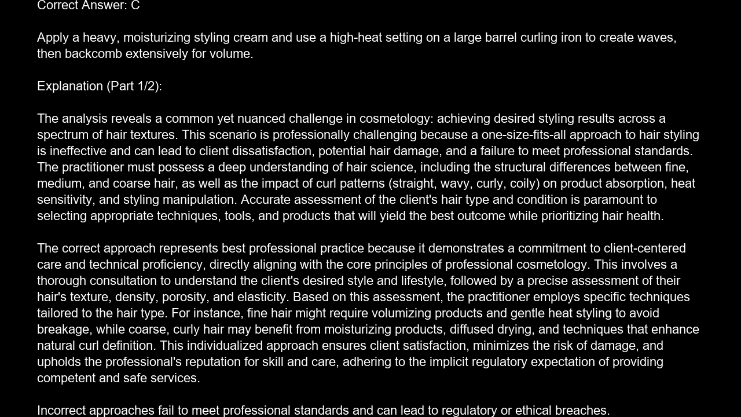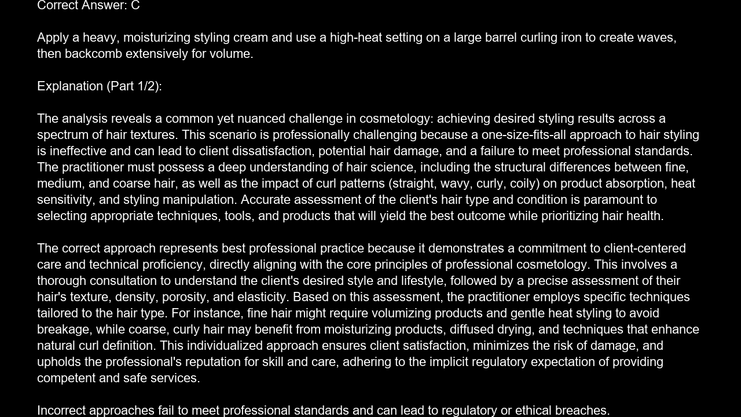This scenario is professionally challenging because a one-size-fits-all approach to hairstyling is ineffective and can lead to client dissatisfaction, potential hair damage, and a failure to meet professional standards. The practitioner must possess a deep understanding of hair science, including the structural differences between fine, medium, and coarse hair, as well as the impact of curl patterns, straight, wavy, curly, coily, on product absorption, heat sensitivity, and styling manipulation.